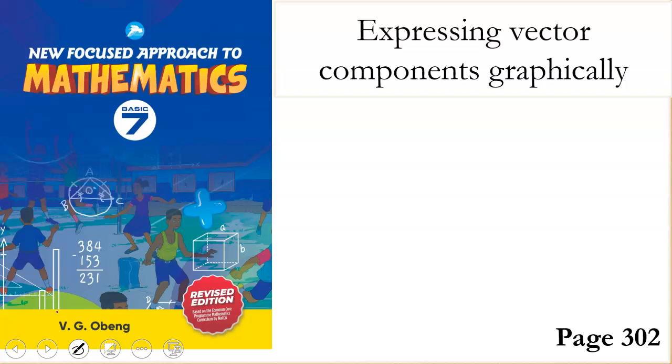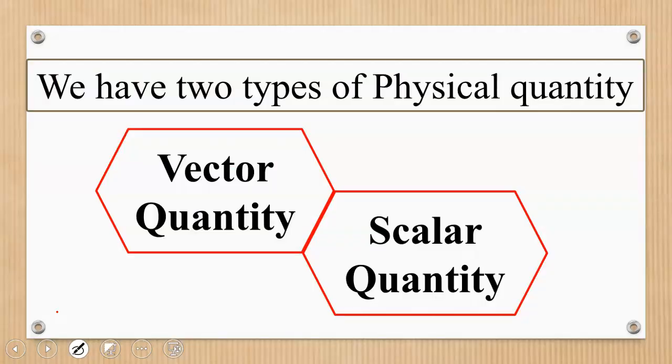This is the revised edition, and in this video, we are looking at how we can express vectors graphically. We have different ways of expressing vectors. We can do components, we can do magnitude bearing form, we can do graphical method, and we can even do Cartesian method. But in this video, we want to focus on graphical approach in representing vectors. Before we do that, let's understand the basic concept about vectors.